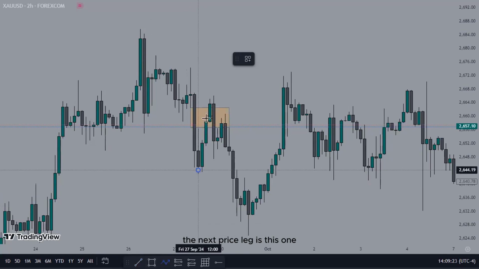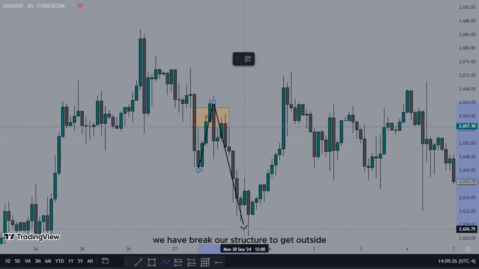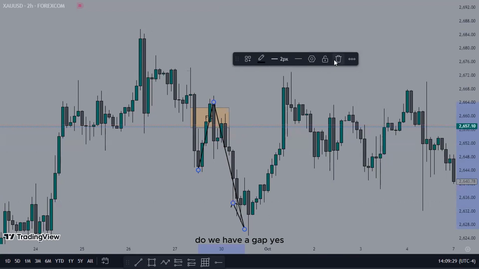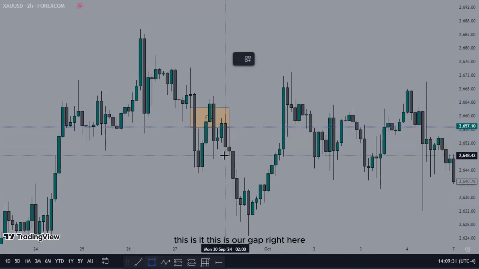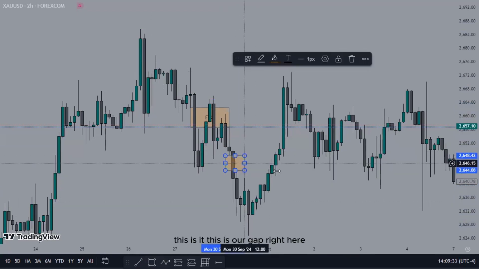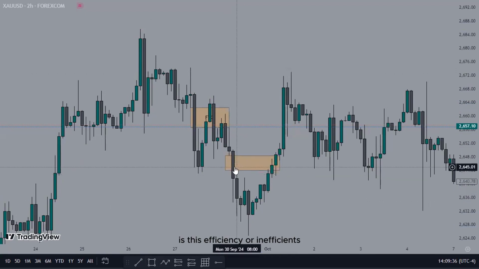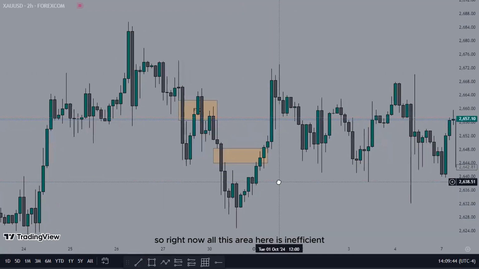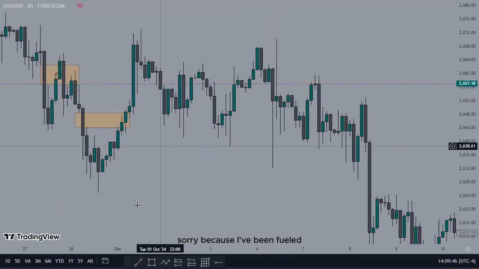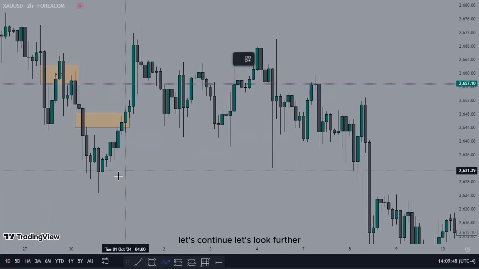The next price leg is this one. We have a low, we have a lower high. We have a breakout structure to the downside. Do we have a gap? Yes, we have a gap. This is our gap right here. Is it efficient or inefficient? Like I said, at one point it was inefficient, but at one point it was efficient when price filled it. So right now, all this area here is efficient, sorry, because it's been filled. It's a proper price chart. Let's continue. Let's look further.